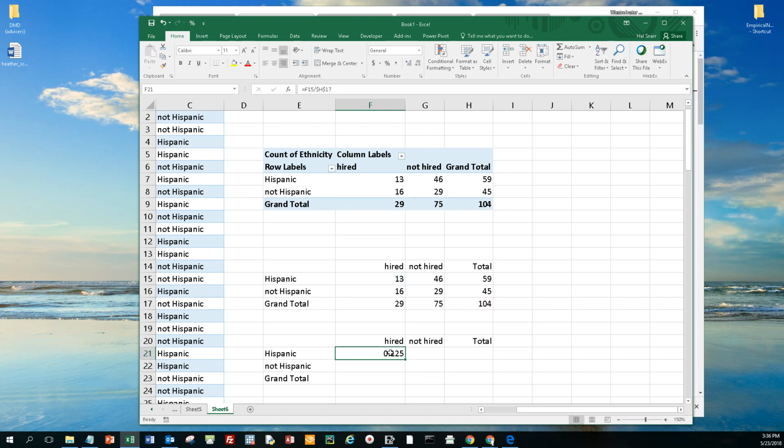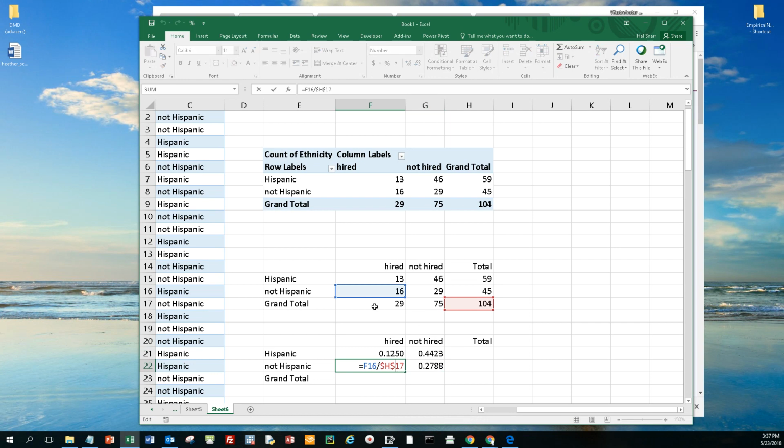Because this value, the probability of hired and Hispanic, is 13 divided by 104. If I pull this over here, I get 46 people who are Hispanic and not hired, and there are 104 applicants altogether. These are called joint probabilities. And then I can drag this down here like this. I'm going to change it to 4 decimal places.